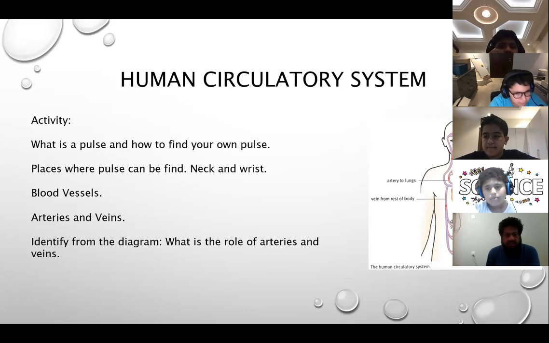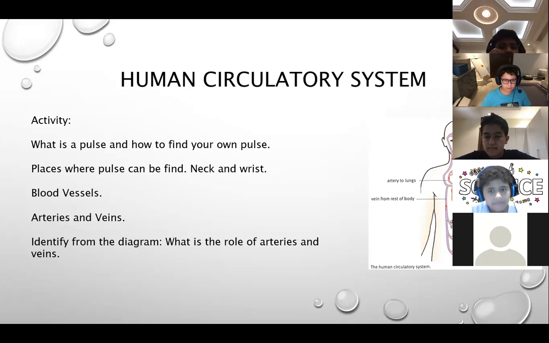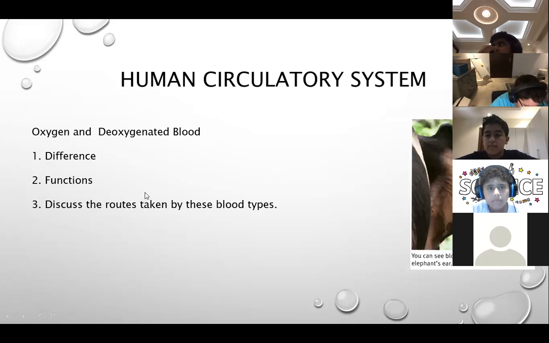So let's look at it. Let's go to the next slide. So we have oxygenated and deoxygenated. So let's say Muhammad. Yes, what do you need?